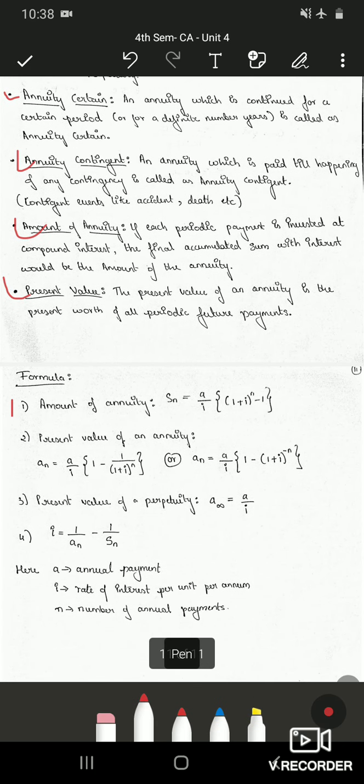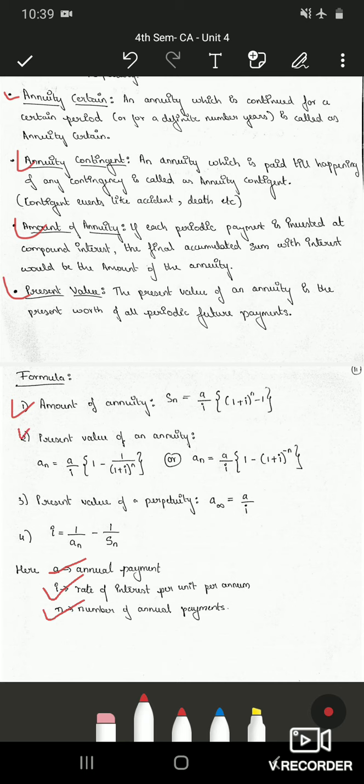Now the formulas that we are going to use. To calculate the amount of annuity, it is denoted by capital S with suffix n. This is the notation of the amount of annuity, and the formula is S_n = (A/i) × [(1 + i)^n − 1], where A is your annual payment or monthly payment, i is the rate of interest per unit per annum, and n is the number of annual payments that you are going to make. So this is the formula for amount.